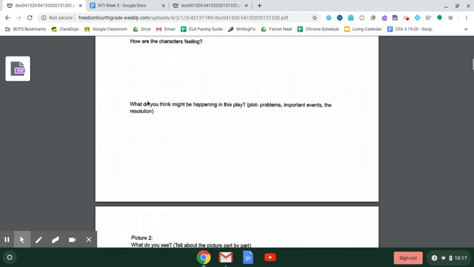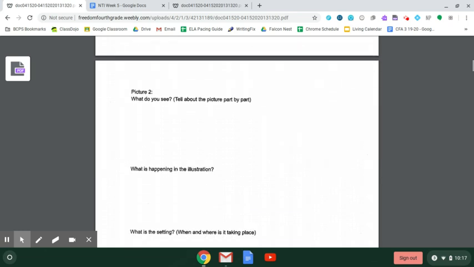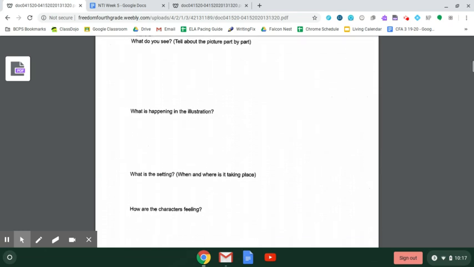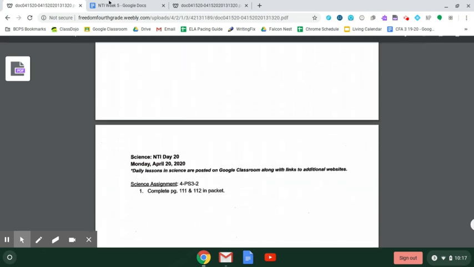The last question is, what do you think might be happening in this play? So that picture goes with a part of the play. What do you think's going on? Do you think it's a hint to the problem? And what do you think that hint is? Do you think that it is a problem? What do you think that problem is? Just tell me, what do you think is happening in that part of the story? Okay, and you're going to do the same thing for number two. For picture number two, answer those exact same questions. And for day 20, that is it.